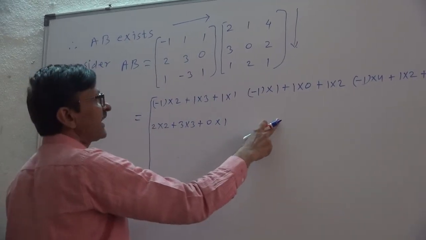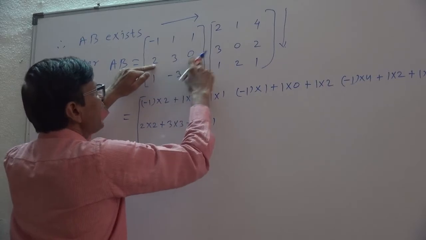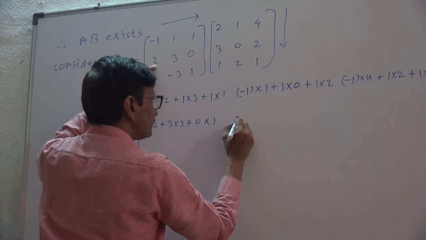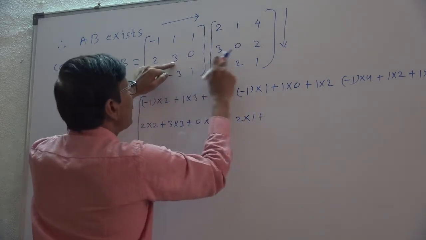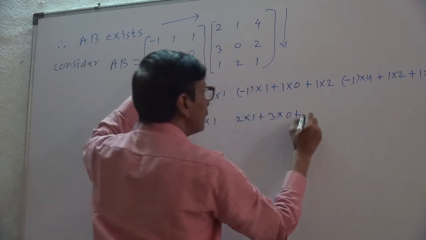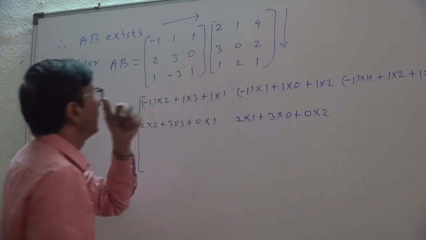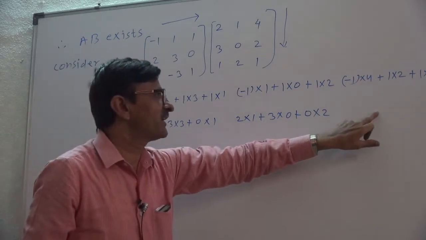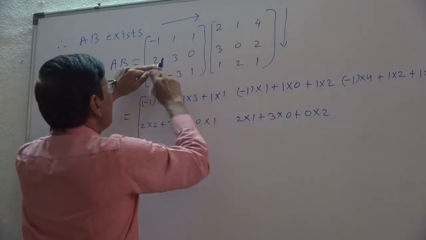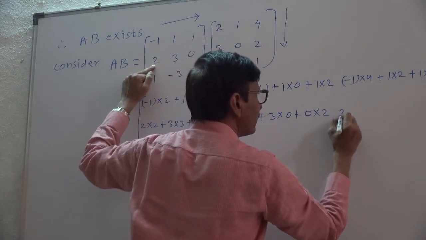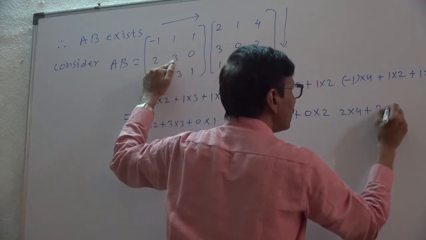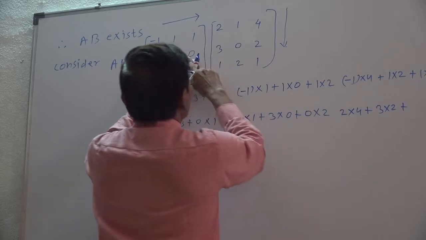Position is second row, second column, row remains as it is, taking the next column: 2 into 1 plus 3 into 0 plus 0 into 2. Now position is second row, third column, taking next column: 2 into 4 plus 3 into 2 plus 0 into 1.